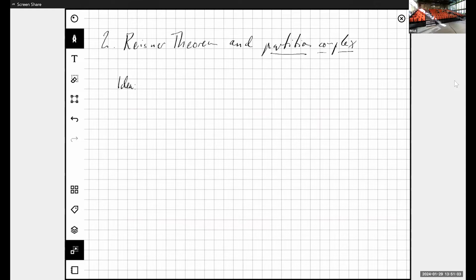So the idea is the following. We want to analyze our complex. Let me first state the theorem. Okay, so let me first give you a definition: delta is topologically Cohen-Macaulay.